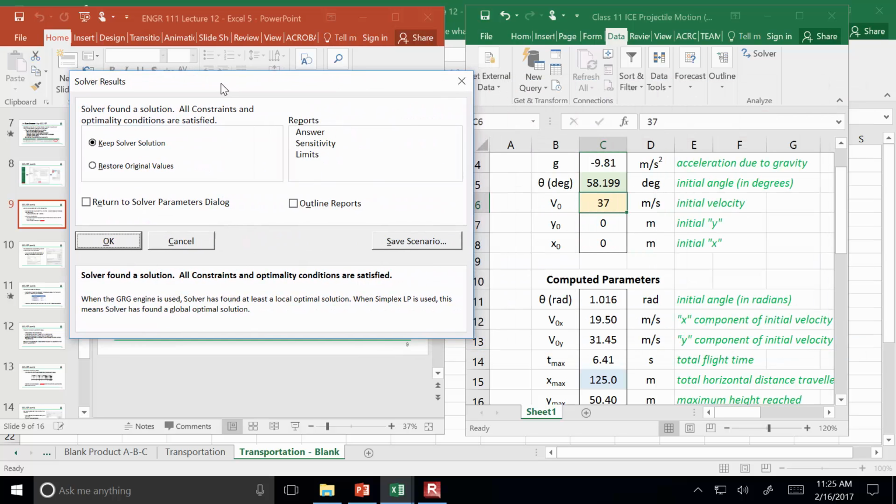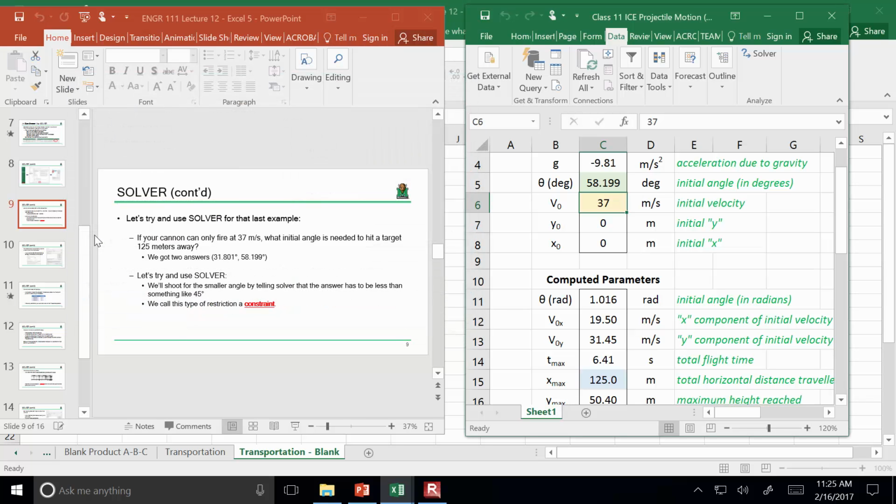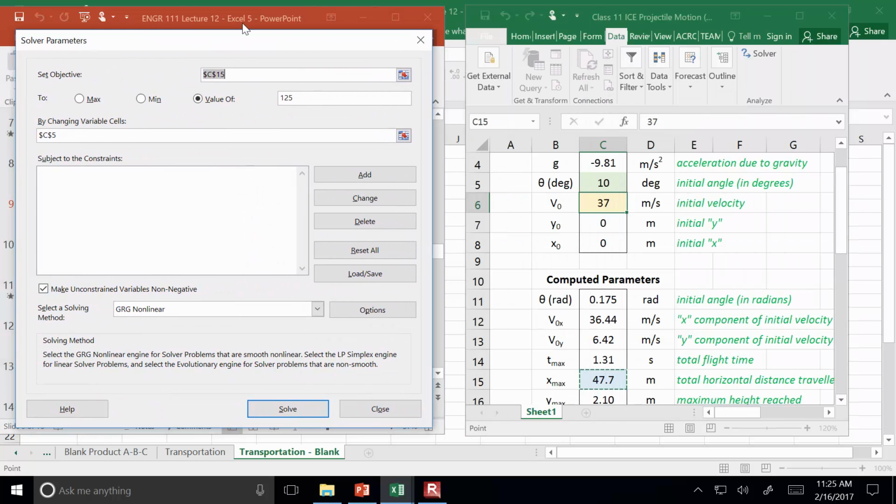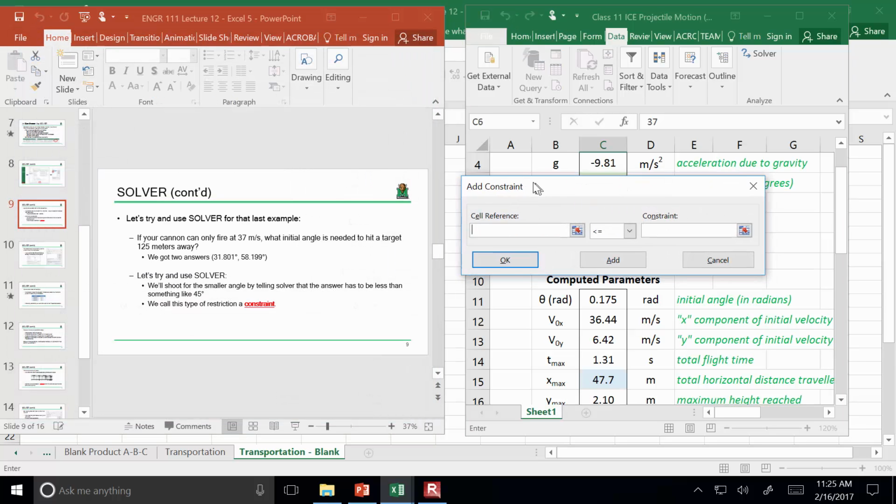And it went and found the 58.2 degree solution. But let's say that we have that initial guess of 10. What if I knew that I didn't want to angle this cannon any higher than 45 degrees? I can add a constraint that's going to force it to pick out just one of those solutions. And so you see here where it says subject to the constraints. I'm going to click Add to add a constraint.